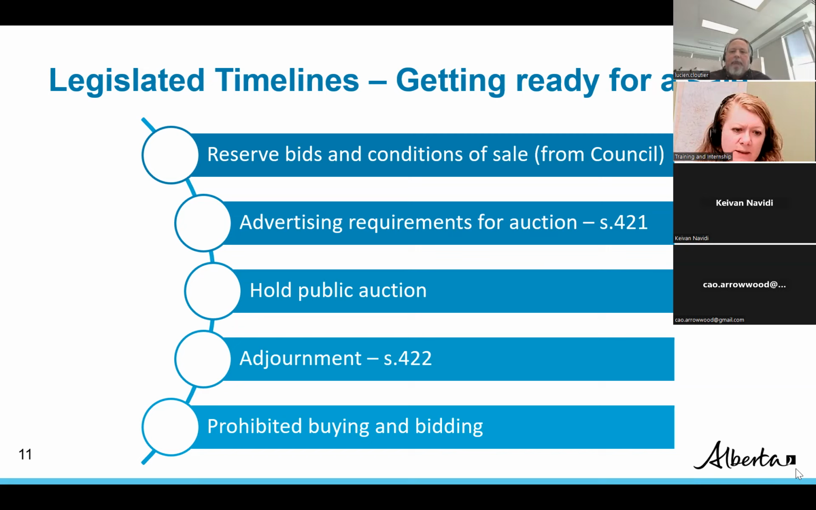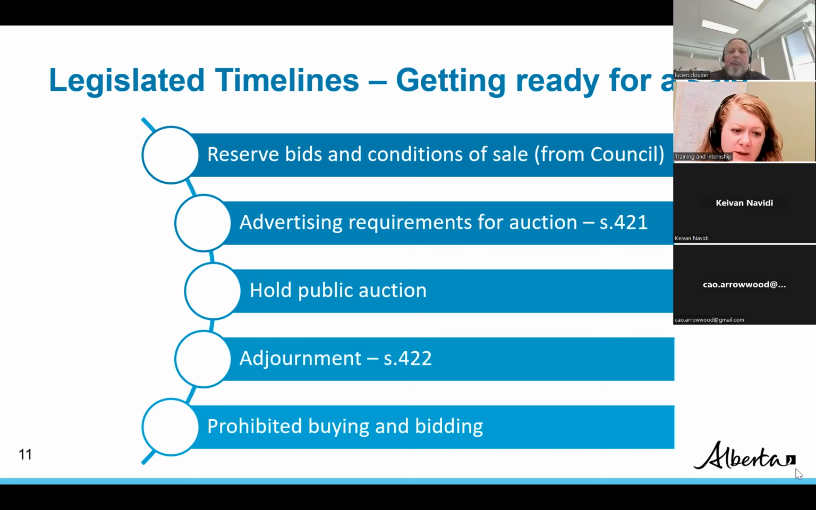Section 421 sets out the requirements for advertising a public auction. It's important to note that you can't use an advertising bylaw to modify these requirements in any way. You have to stick to exactly what's laid out in this section. So again, it's fairly prescriptive.